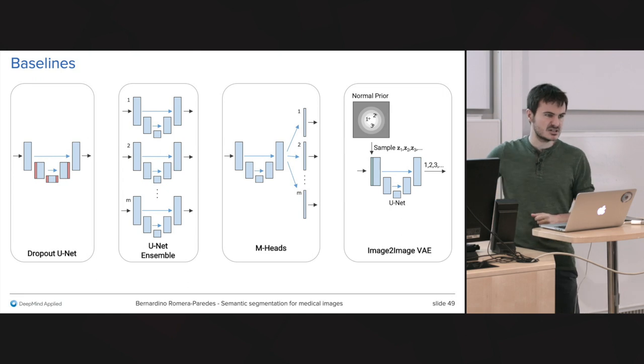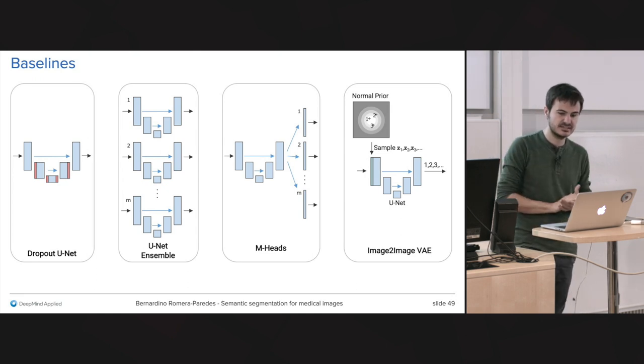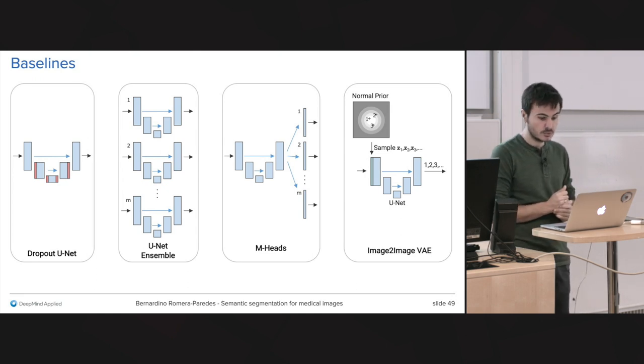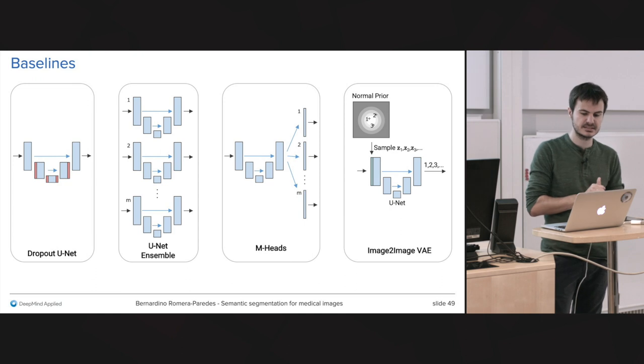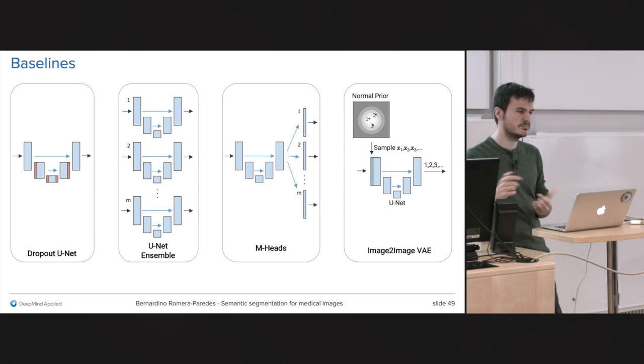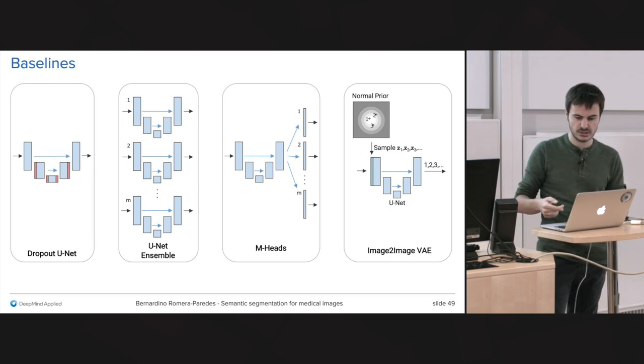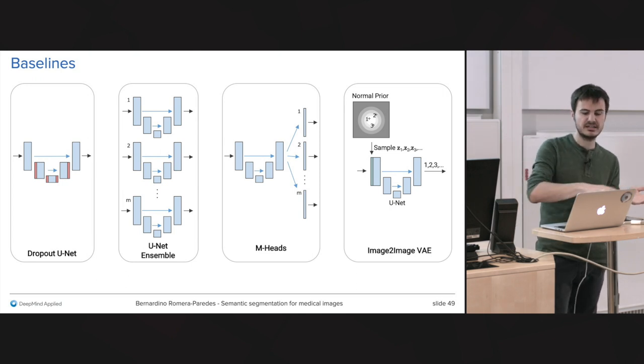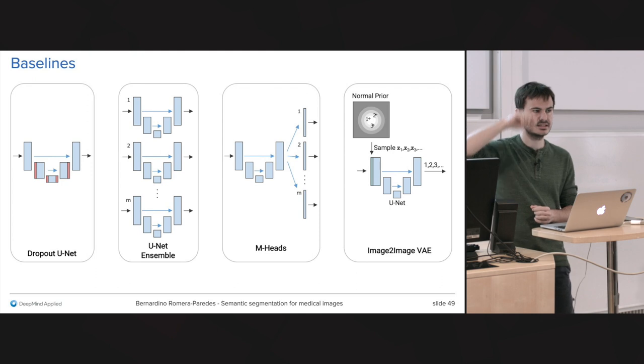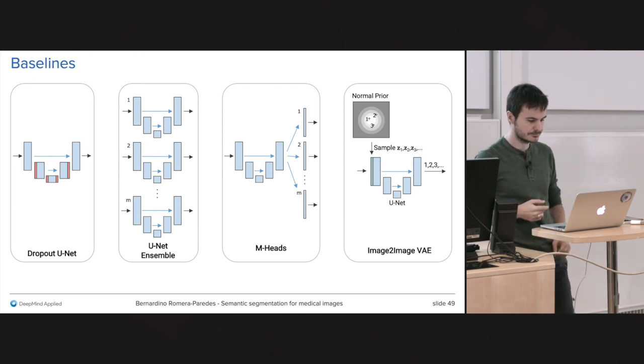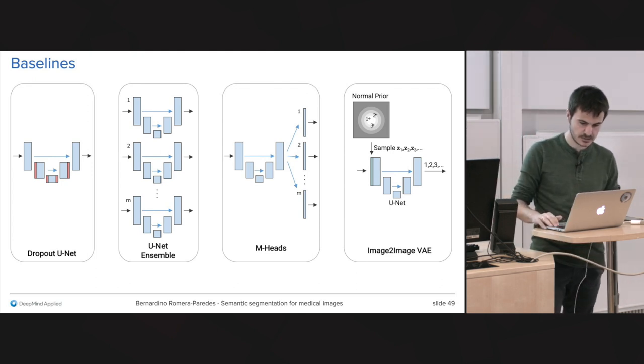And finally, this image-to-image variational autoencoder, which is conceptually probably the closest to ours, but there are several differences. Probably the most important difference is that they don't condition the prior on the image. So the prior is not a function of the image, and the posterior, the encoder, is not a function of the image either.